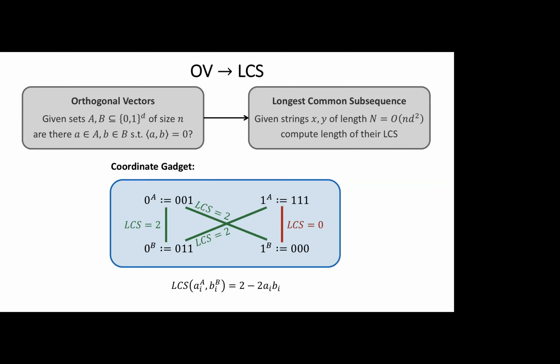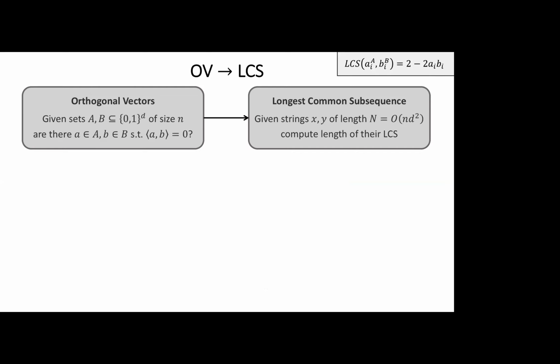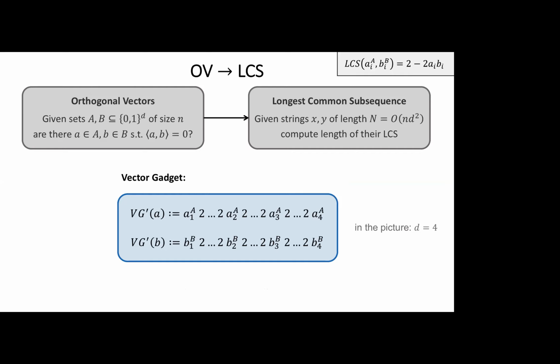And now what we will do is, we take a vector in A and its ith coordinate, and replace it by the corresponding string in the top, and take a vector in B and its ith coordinate and replace it by the corresponding string on the bottom. And I claim that their longest common subsequence is 2 if at least one of them is 0, and it's 2 minus 2 if they're both 1. So the longest common subsequence length of these coordinate gadgets expresses the function 2 minus 2 a_i times b_i. And that's already the first step to express the inner product of the vectors A and B, because now at least we have the product of two coordinates expressed as a longest common subsequence. Okay, now let me keep this in the top right. The next step is to actually get this to two vectors. The vector gadget is supposed to encode the inner product of two vectors.